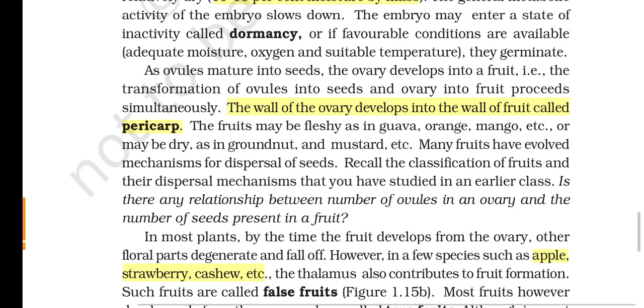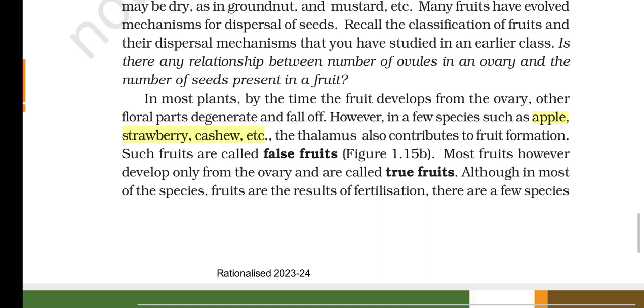Is there any relationship between number of ovules in an ovary and the number of seeds present in a fruit? In most plants, by the time the fruit develops from the ovary, other floral parts degenerate and fall off. However, in a few species such as apple, strawberry, cashew, etc., the thalamus also contributes to fruit formation. Such fruits are called false fruits. Most fruits, however, develop only from the ovary and are called true fruits.